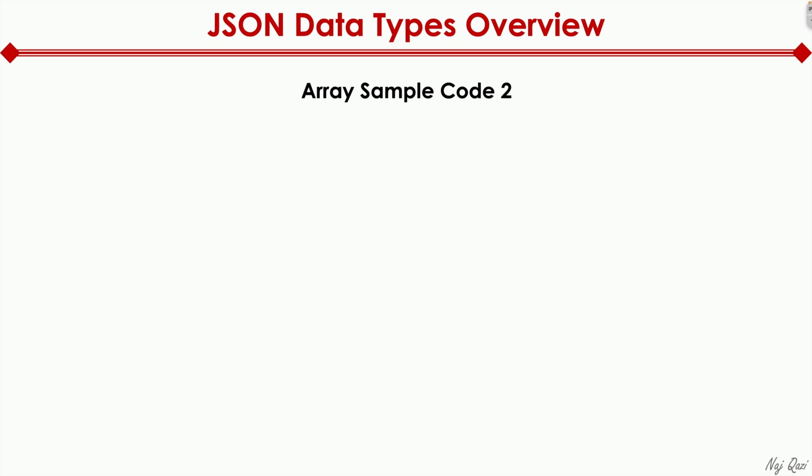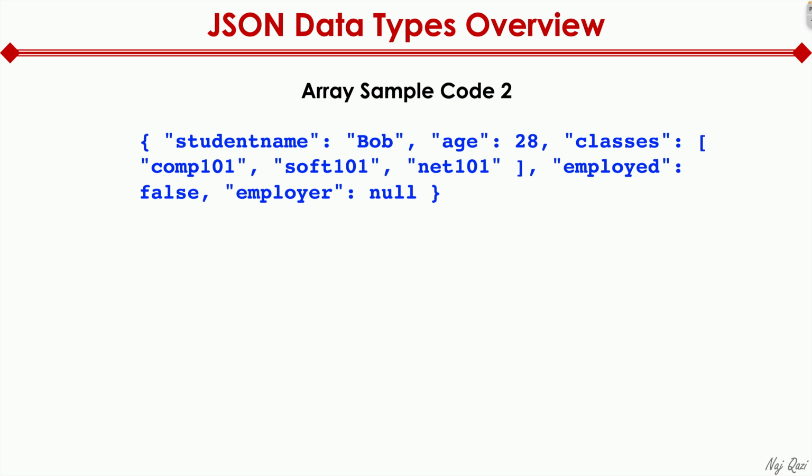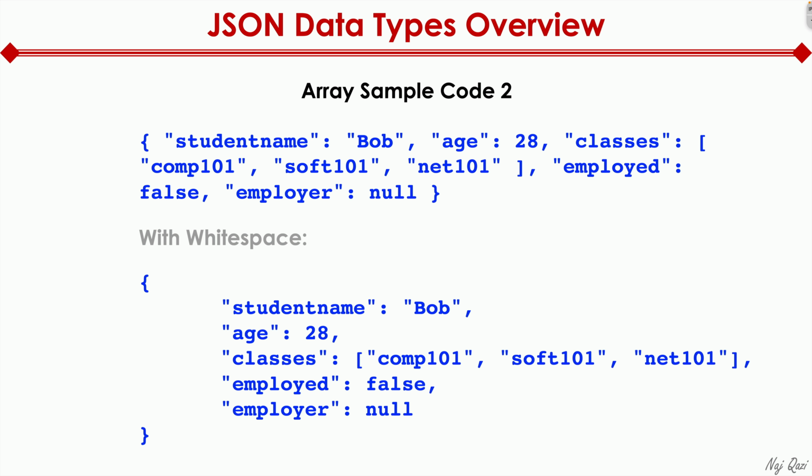Now let me show you another sample code. So here the student name is Bob, age 28, classes Comp 101, Soft 101, Net 101, employed false, employer null. Let me add white space to it, and let me give you a quick walkthrough of this code. So here I'm saying I have a student name, Bob, age 28. Classes that this student is taking, Comp 101, Soft 101, Net 101. This student is not employed, employment is false, and employer is null. Because they're not employed, so of course there's no employer to report.